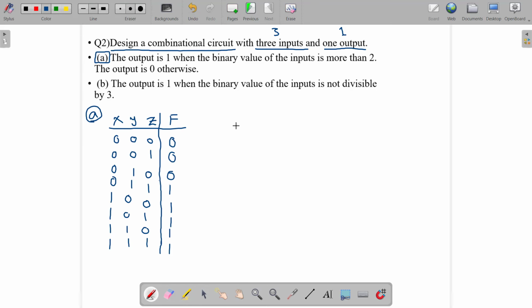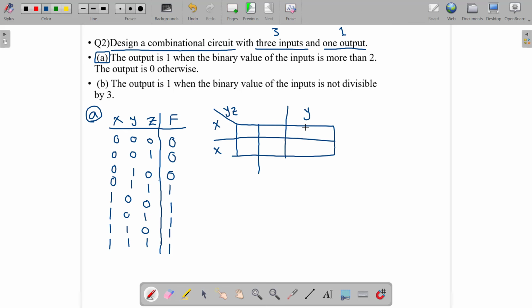So we say that for the Karnaugh map, we have 3 variables. Draw the 3 variables Karnaugh map. Here is x, y, z, 0, 1, 2, 3. Now everywhere is 1, we write the 1. 0, 1, 2 is 0, the rest is 1.